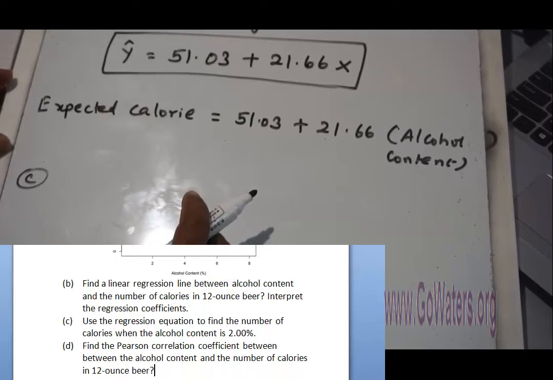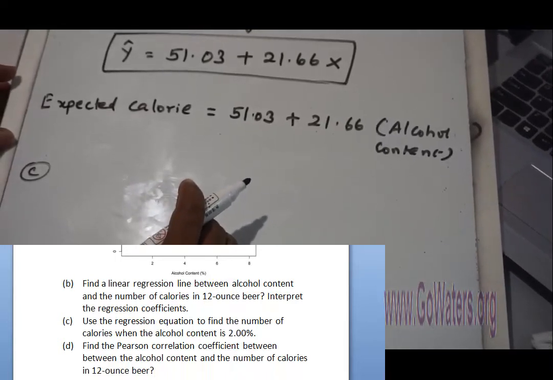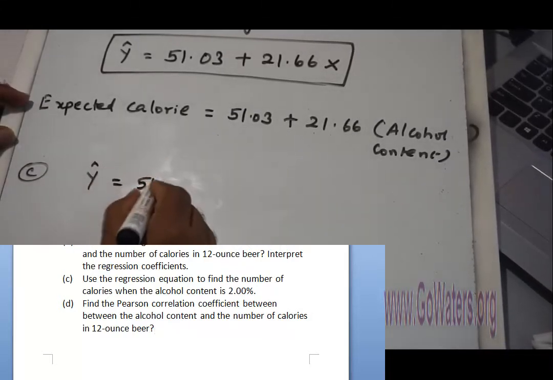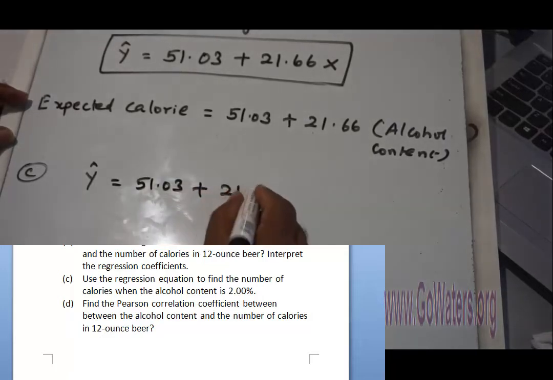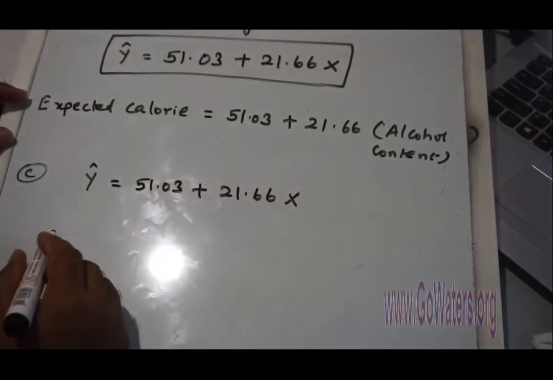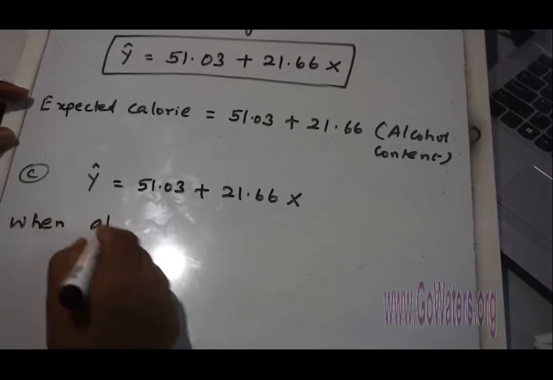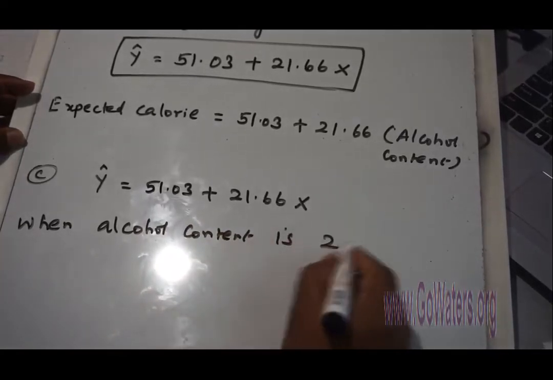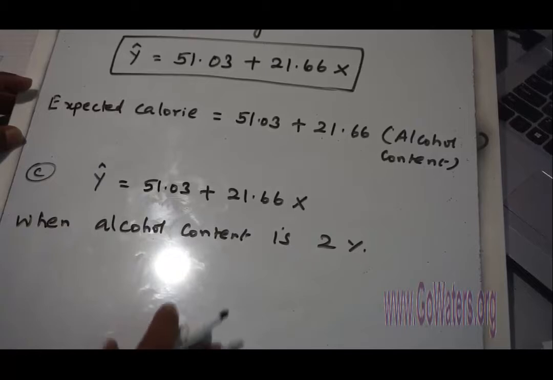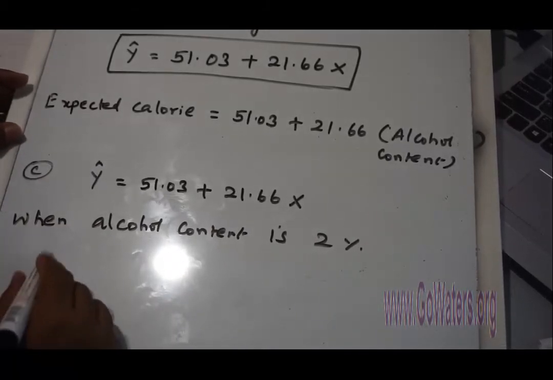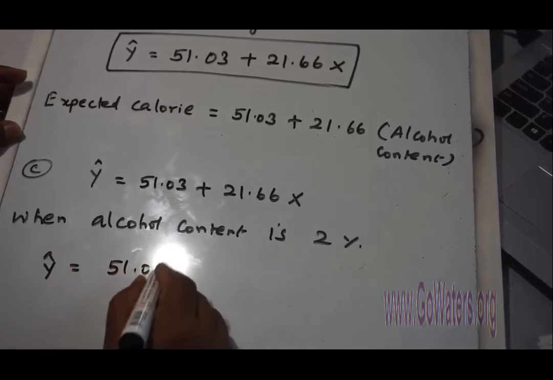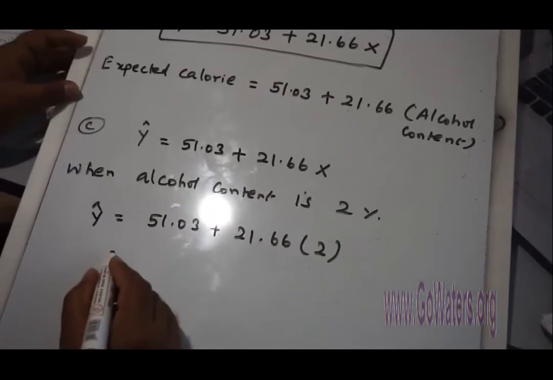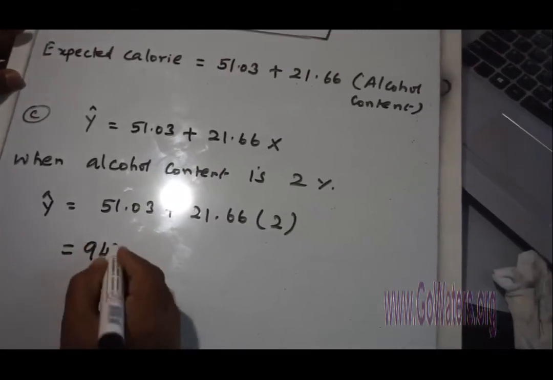The number of calories when the alcohol content is 2%. Okay, so you remember your estimated model is 51.03 plus 21.66 times x. So now when alcohol content is 2%, then what is the number of calories? Plug in: y hat equals 51.03 plus 21.66 times 2. Okay, so that equals 94.35.